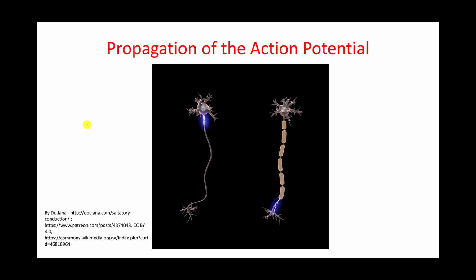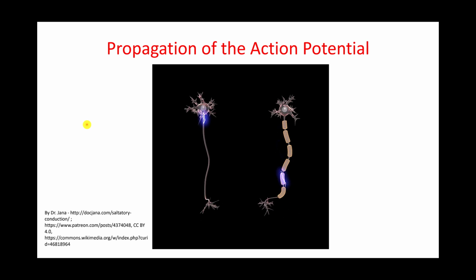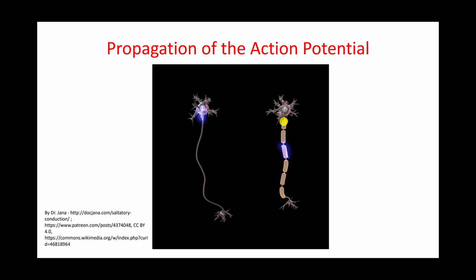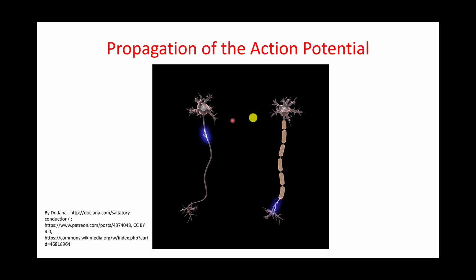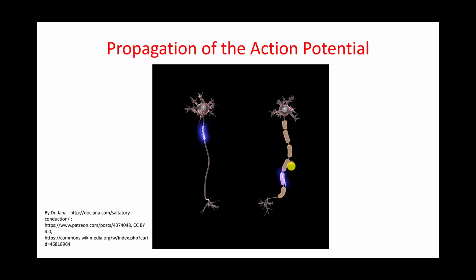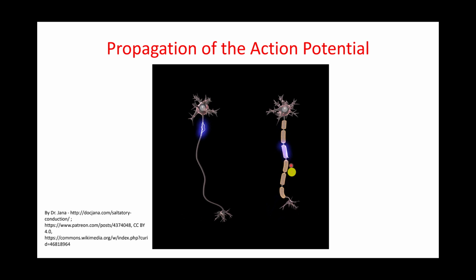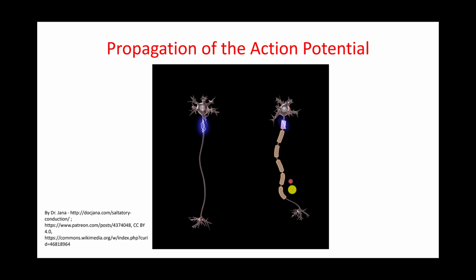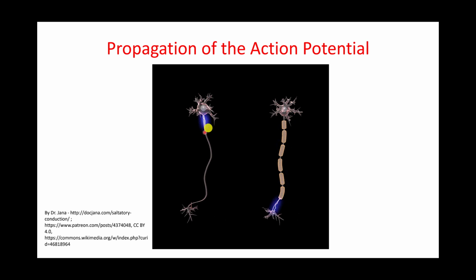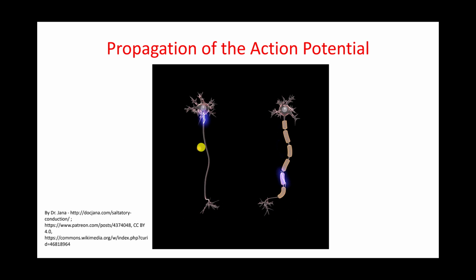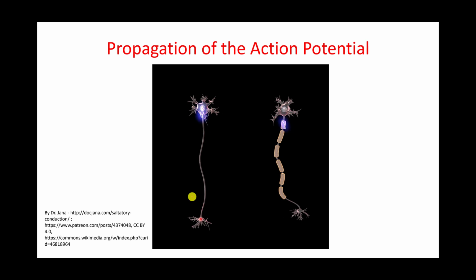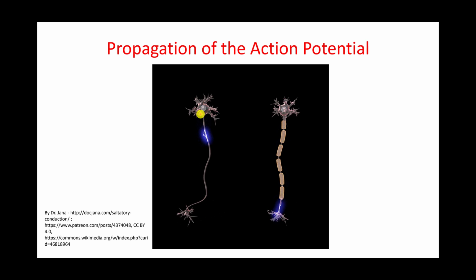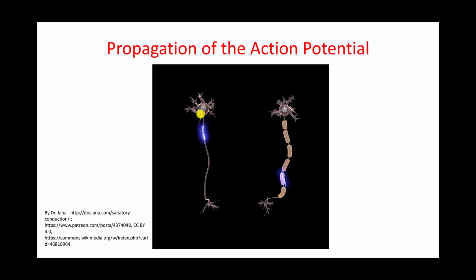Okay, so here, for example, both are starting at the same time. The signal is starting, the blue line is starting at the same time. But this is traveling much faster. So it will end at the axon terminal while this is still here, in the first third. So this is the difference between myelinated and non-myelinated axons in how fast they can transmit the signal.